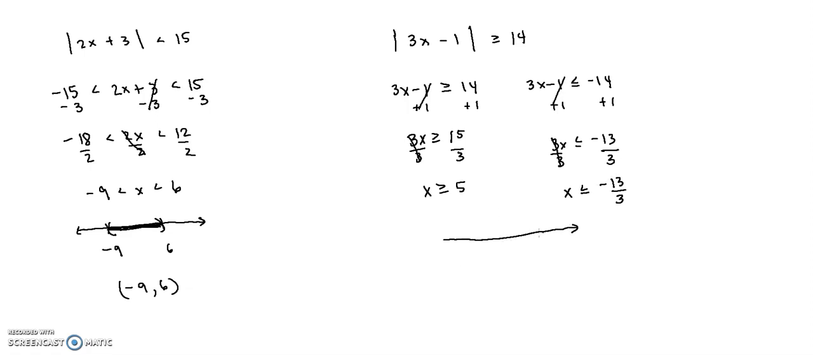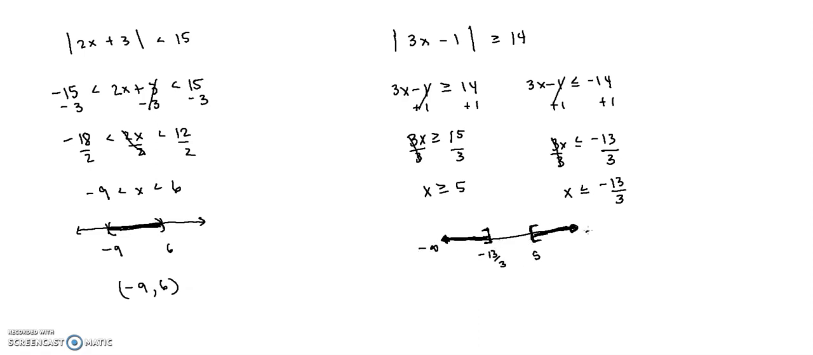Okay, putting it on the number line. So we've got negative 13 thirds and positive 5. We want to be less than negative 13 thirds. Okay, that gives us the left side, and that's included. And we want to be greater than 5. So that's going to be the right-hand side, also included. Okay, so again, we see the numbers change, but we see the same kind of shape. If it's less than, it'll be between. If it's greater than, it'll be on the outsides.